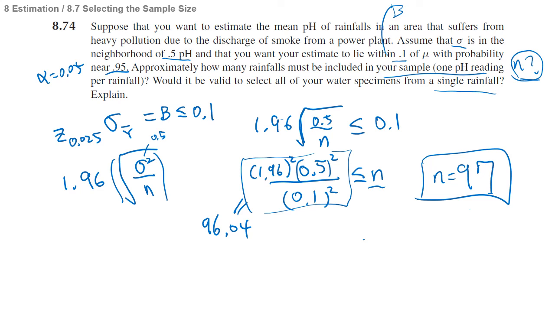And the second question is, would it be valid to select all of your water specimens from a single rainfall? If we select all of our samples from a single rainfall, then our samples would not be independent. Since we need independent samples, the answer to this question is no, it's not valid. Okay.